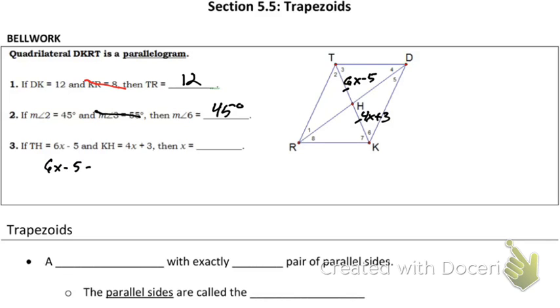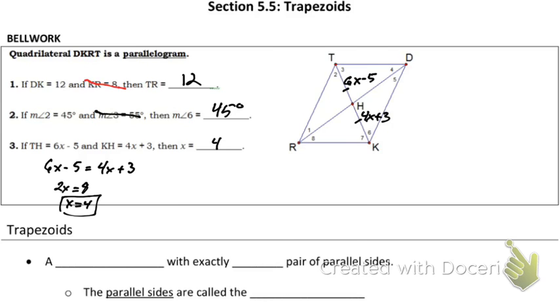6x minus 5 equals 4x plus 3. Subtract 4x from both sides. That will give me 2x. Add 5 to both sides. Equals 8. X equals 4. We should have a 4 there. Boom, boom, bam. Questions, comments, concerns?